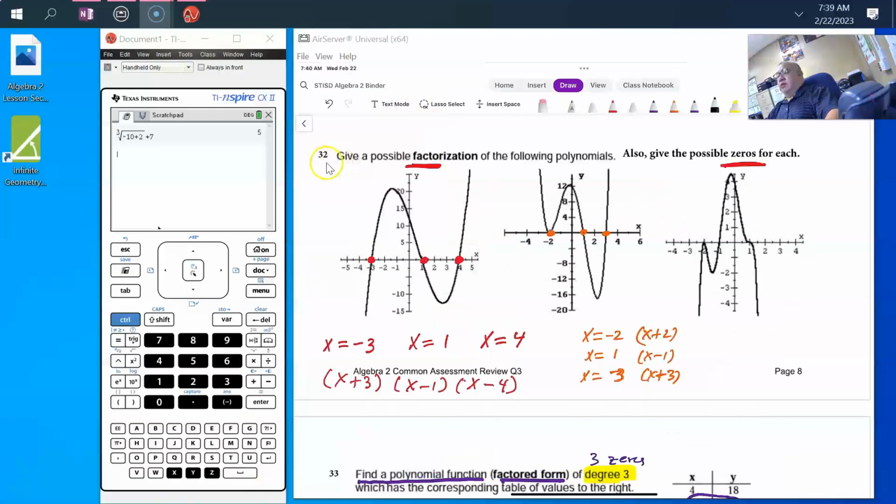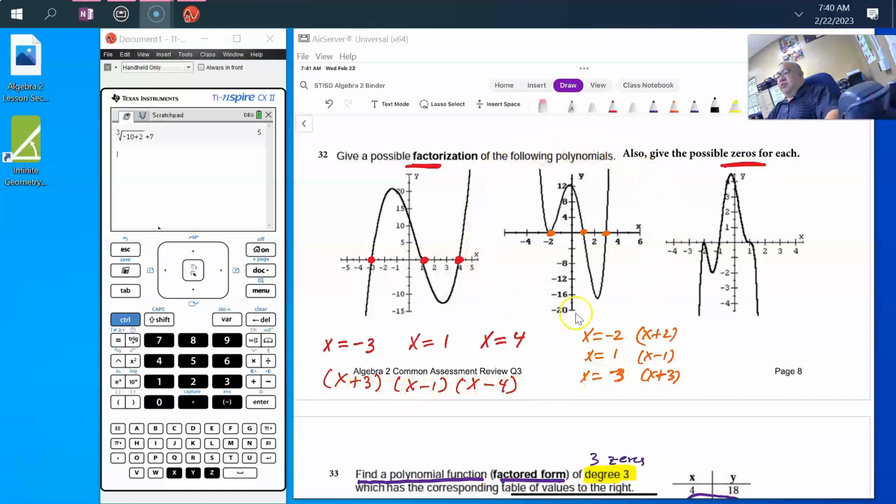We'll do that. Number 32, it says give a possible factorization. You see the keyword is factor of the polynomial. So here's a graph. Also give the zeros. So in this case, like we've always said, the zeros are the x-intercepts, which are also called the roots. We have that x equals negative 3, x equals 1, x equals 4. And if you want to put it in factored form, you just have to add 3 to both sides, subtract 1 from both sides, and subtract 4, and that's how you get the factors. These are linear factors: x plus 3, x minus 1, x minus 4.